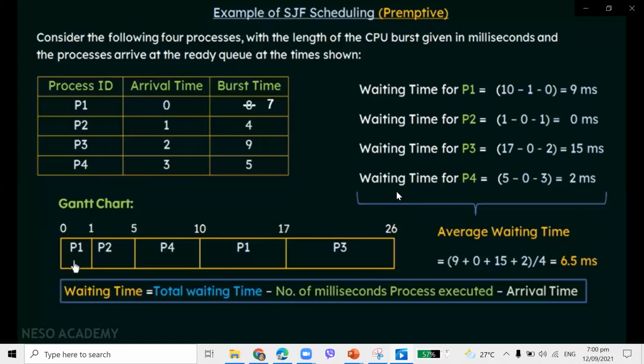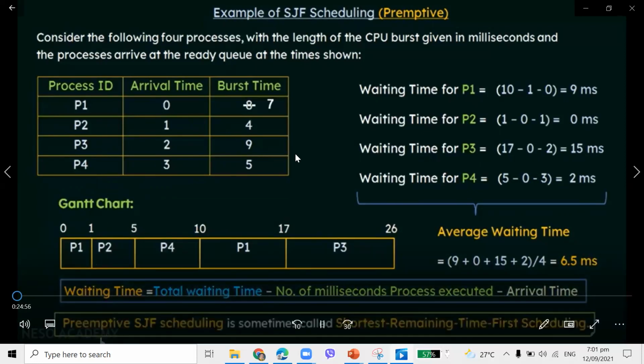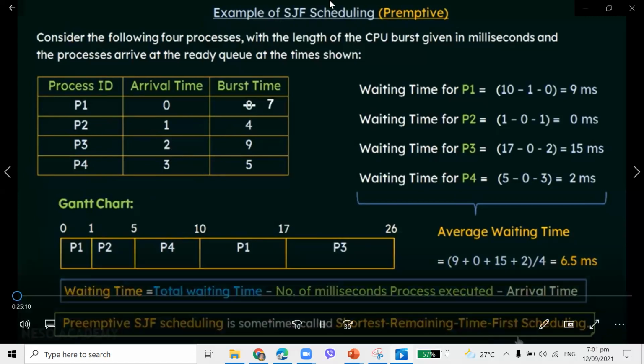Because since it can be preempted, once a process is already executed, and if it is preempted, the remaining time is what we have to calculate, like I explained in the beginning. So the process that has the least remaining time, or the least remaining next burst time, will be the one to get the CPU first. So preemptive SJF scheduling is sometimes called shortest remaining time first scheduling. This is another name that we have for preemptive shortest job first scheduling. It is called shortest remaining time first scheduling. And why is that? I have just explained that.